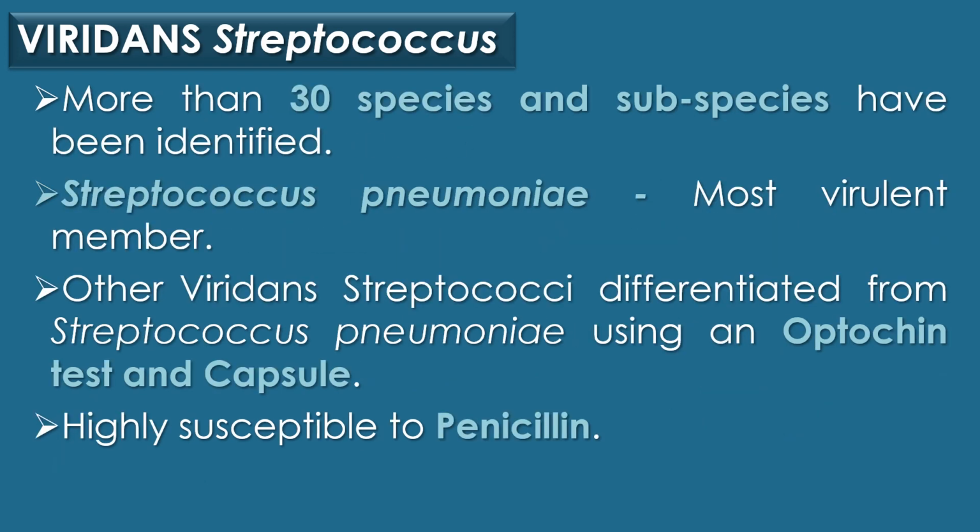More than 30 species and subspecies have been identified under the category of viridans streptococci, and Streptococcus pneumoniae is the most virulent member of the viridans group. Other viridans streptococci can be differentiated from Streptococcus pneumoniae using an optochin test and the capsule, because other viridans streptococci are optochin resistant and also lack capsules. Most strains of the viridans streptococci are highly susceptible to the antibiotic penicillin.